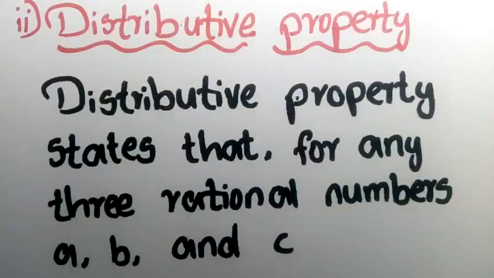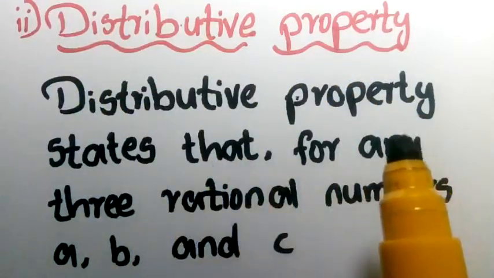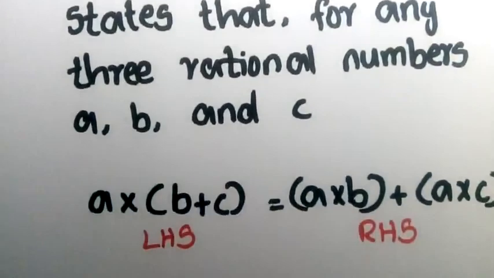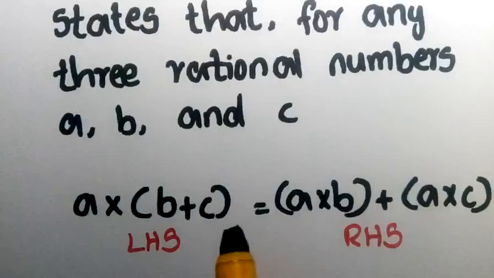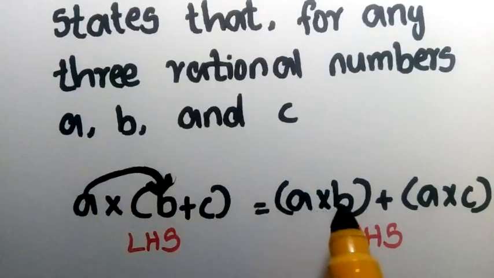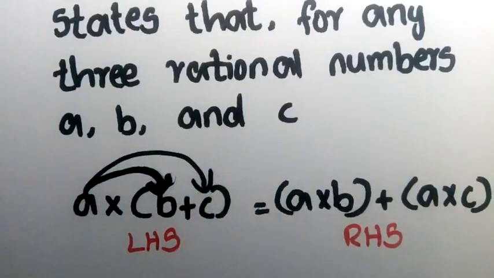Next important property is distributive property. Distributive property states that for any three rational numbers a, b and c, a into b plus c is equal to a into b plus a into c. Okay, let us check this property by one example.